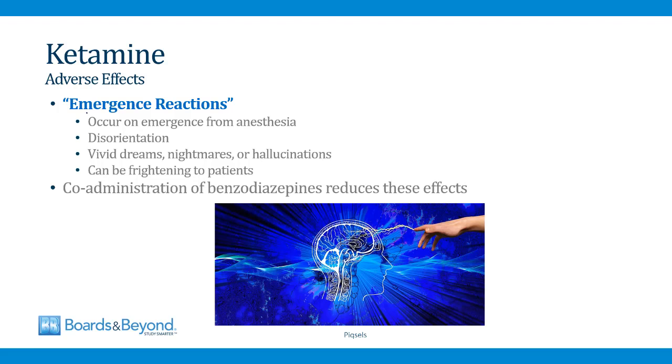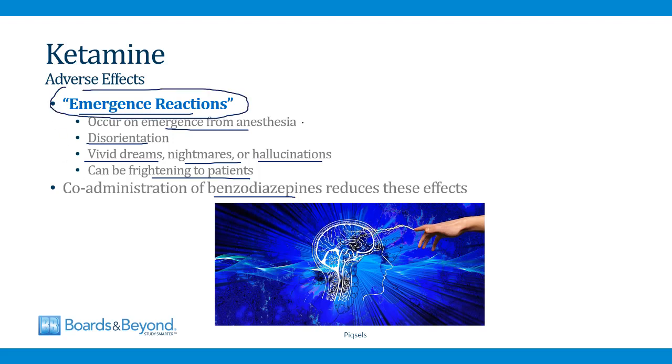Another adverse effect of ketamine is what's known as emergent reactions. These are symptoms patients experience when they're emerging from anesthesia. When patients come out of anesthesia that was induced by ketamine, they can be very disoriented. They can also report experiencing vivid dreams or nightmares or sometimes hallucinations that can be very frightening. You can reduce these effects by co-administering a benzodiazepine with the ketamine, but once again, because of the emergent reactions plus the sympathetic nervous system effects, these things together make ketamine the least popular of the induction agents.